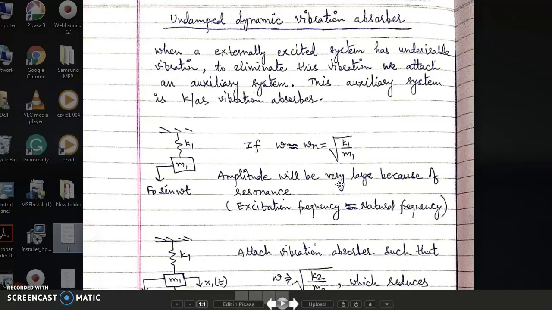When an externally excited system has undesirable vibration, to eliminate this vibration, we attach an auxiliary system. This auxiliary system is known as vibration absorber. Okay, and simply I can say the system used to absorb vibration of main system is called vibration absorber. It is a very long definition. Short definition is the system used to absorb vibration of the main system is called vibration absorber.